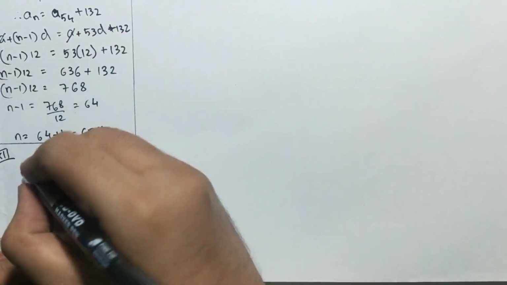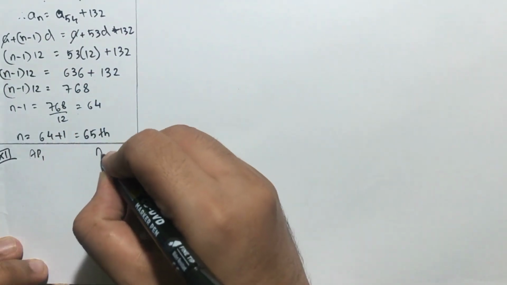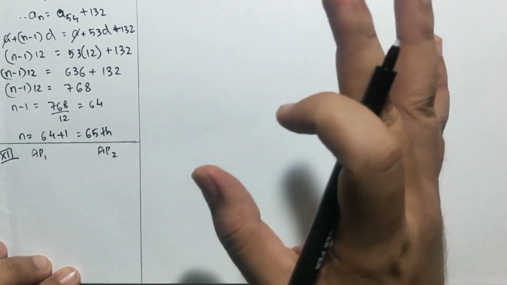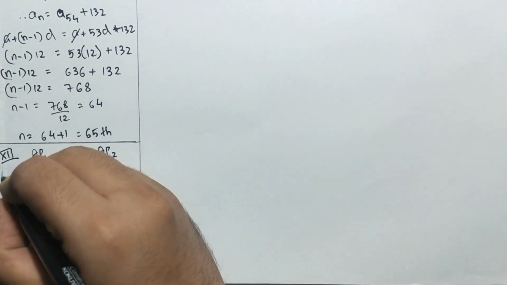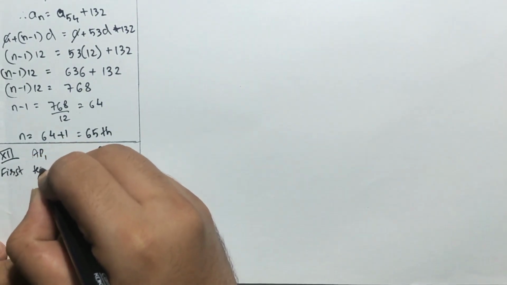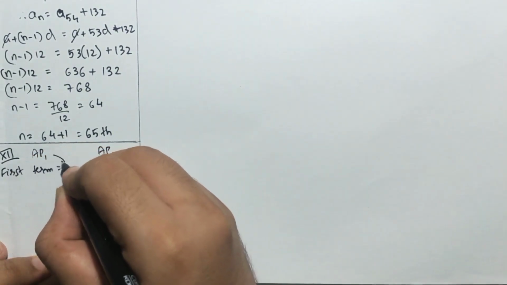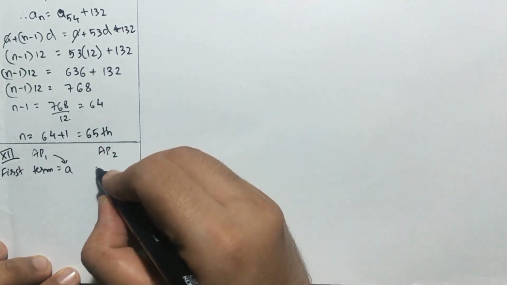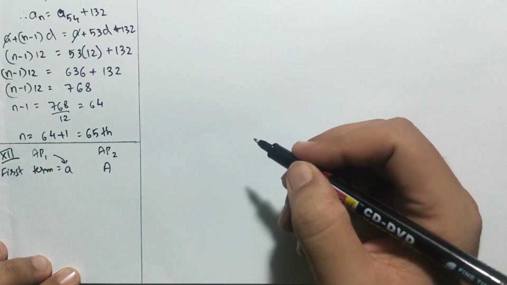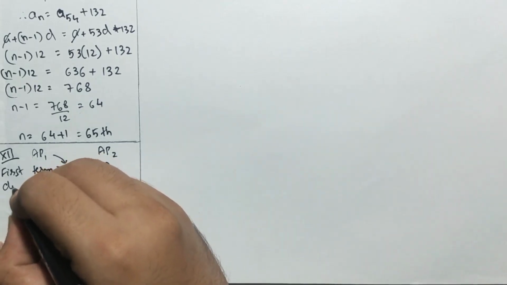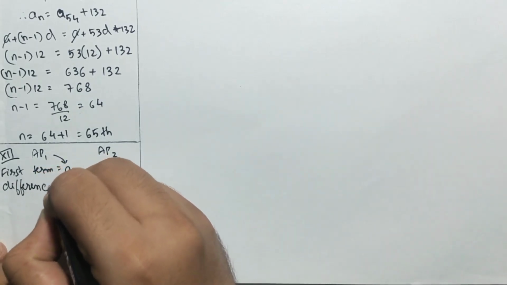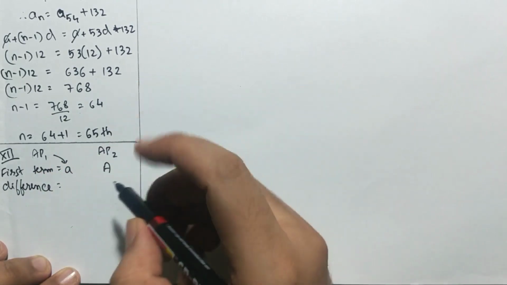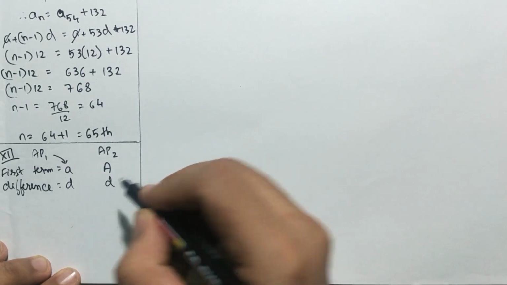There are two APs, AP1 and AP2. In these two APs, their first term is not the same. So the first term of AP1 I am taking as small a, and the first term of AP2 I am taking as capital A. The common difference of both the APs is given the same, so I am writing small d and small d in both of them.